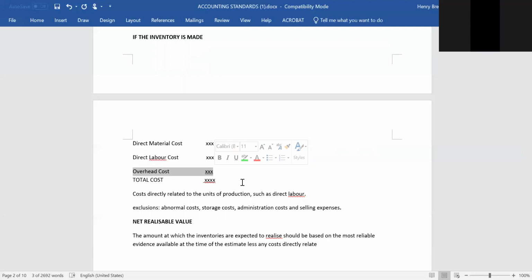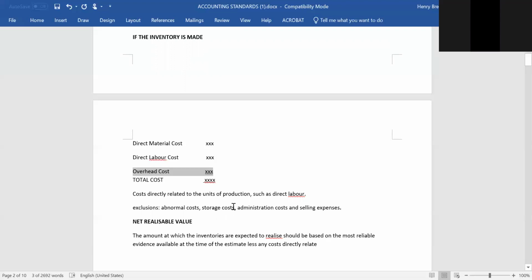But students have to note that abnormal cost or abnormal loss is not going to be capitalized. A normal loss in regard to coming out with the inventory is going to be capitalized. So students have to know the difference between abnormal loss and normal loss. Normal loss will be capitalized as part of the cost of the inventory. Instead, abnormal loss will be expensed.